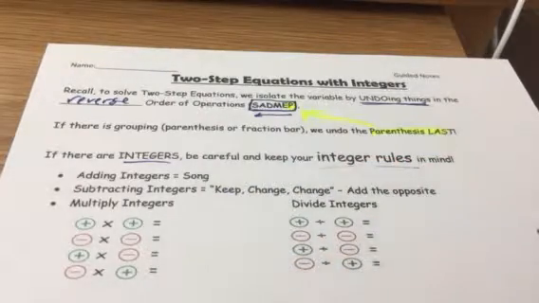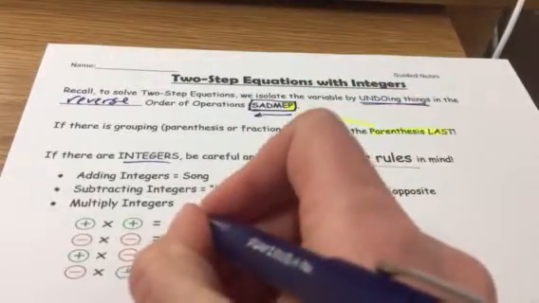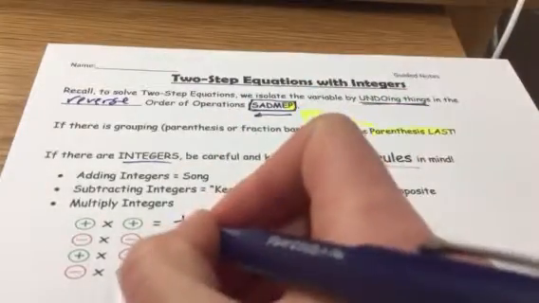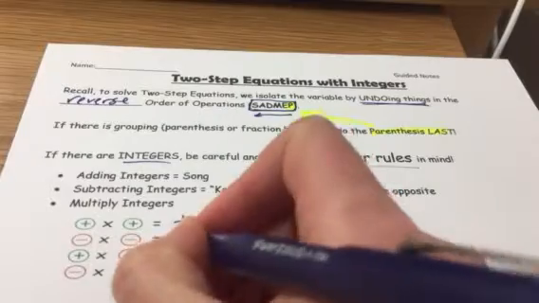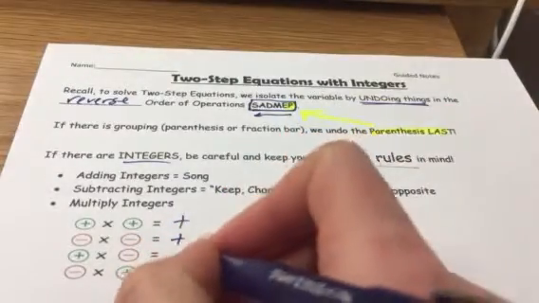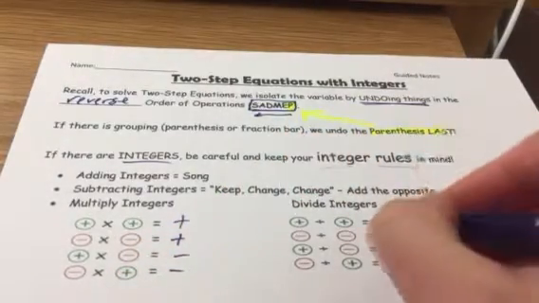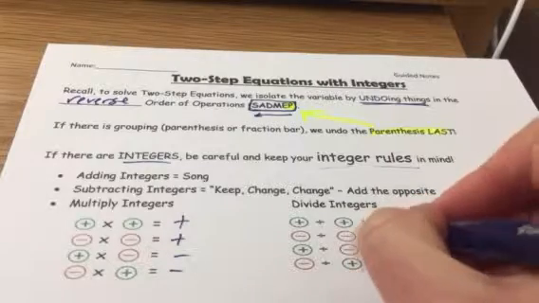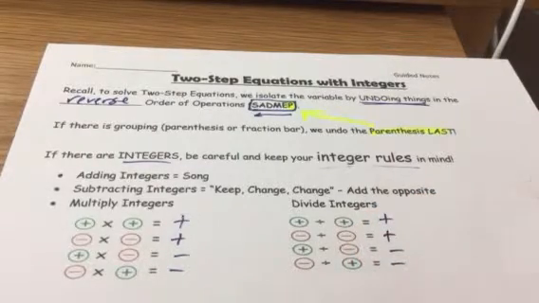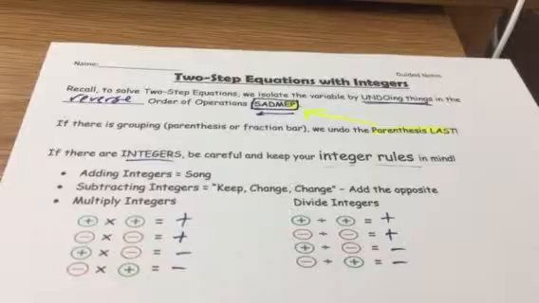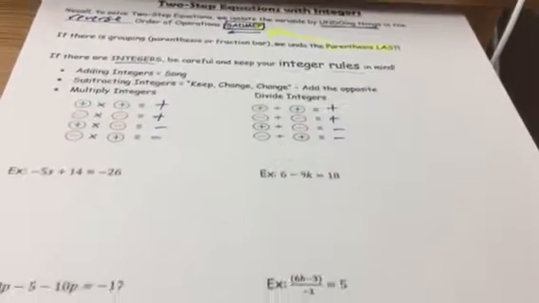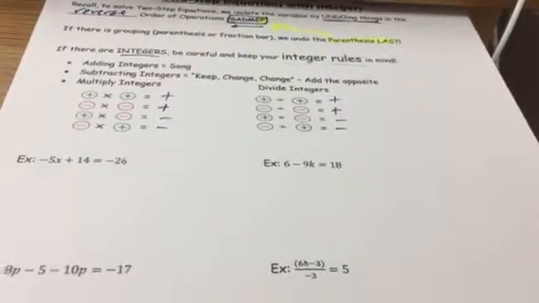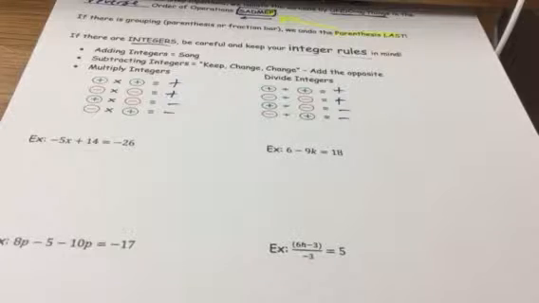Multiplying integers, keep in mind the bad guy battles. A positive times a positive is positive. Negative times a negative, the bad guys kill each other off, becomes positive. Bad guy wins, bad guy wins. So you just have to keep all of this in mind while also combining your algebra skills. Let's jump into some different types of examples we might see.